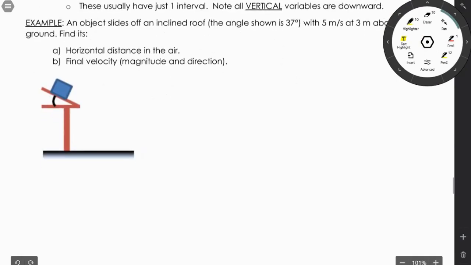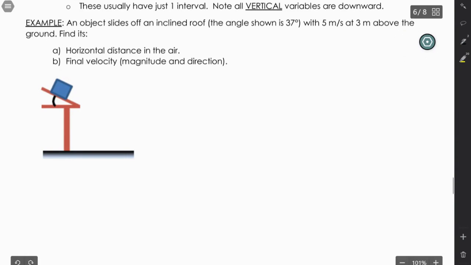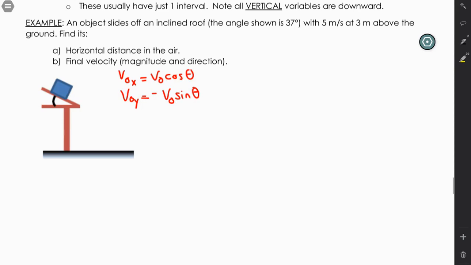All right, so in this video, we're going to look at negative launch angles. The main difference between this and when you launch it at an upward angle is that your VOY is going to be negative. So this would be like throwing it down in free fall instead of throwing it up versus dropping it. But again, follow the steps.